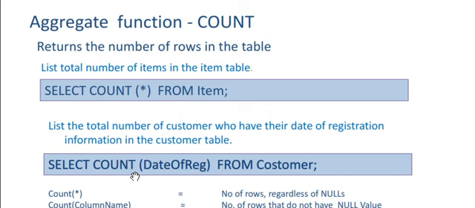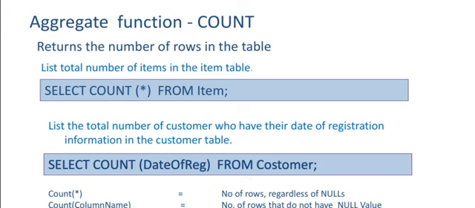If you take another example here: list the total number of customers who have their date of registration information in the customer table. Some people may not be registered, and some may be registered here. I want to know all the customers who have registered. So, select count of date of registration from customer.